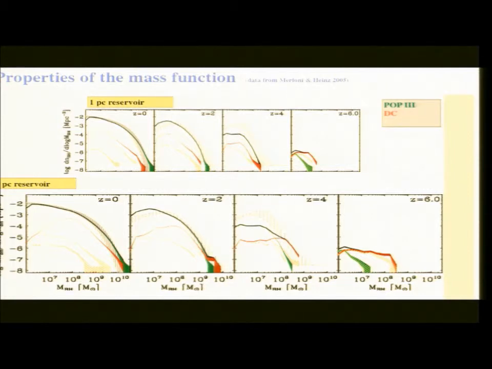And you can see the mass functions in the different cases for the POP3 and the direct collapse seeds. Just look at the red and green lines, and you see that at higher redshift, the direct collapse seeds dominate the mass function of the black holes. And when you get to redshift 4 or 2, depending on the model, the POP3 seeds become more important. So at low redshift, the POP3 seeds will always be statistically more important, but the high redshift population is dominated by the red ones, which are the direct collapse seeds.